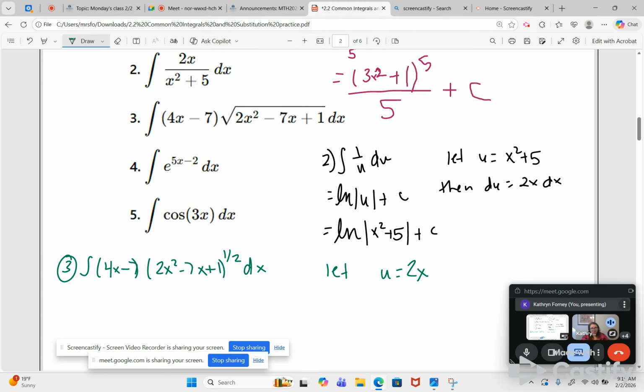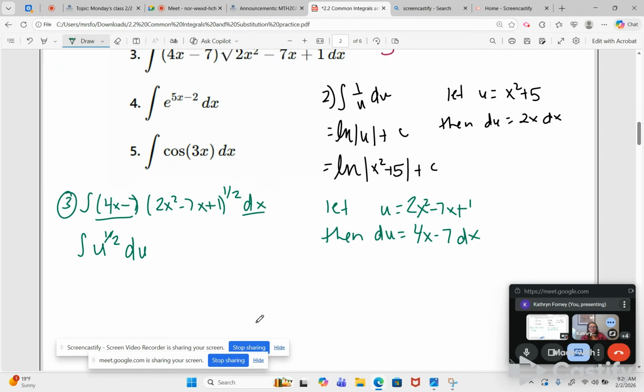The 2x squared minus 7x plus 1. And so if that is our u, when we take the derivative of u, it should give us, if not exactly what was in our problem, a way that we can make that part of our problem. So that is u to the 1/2 du.